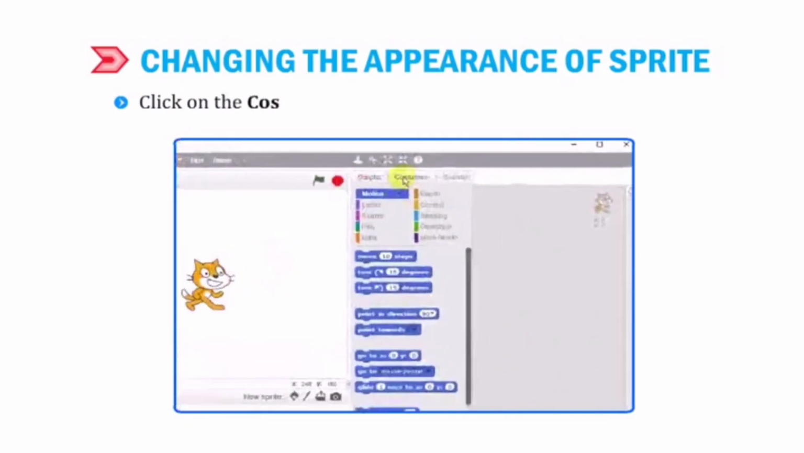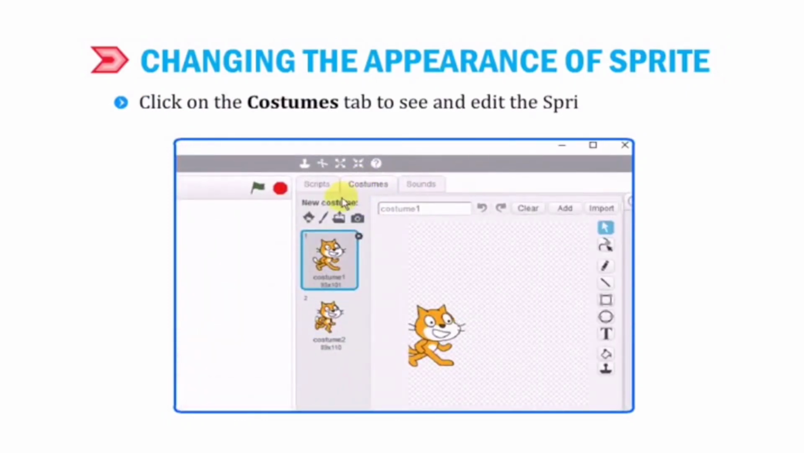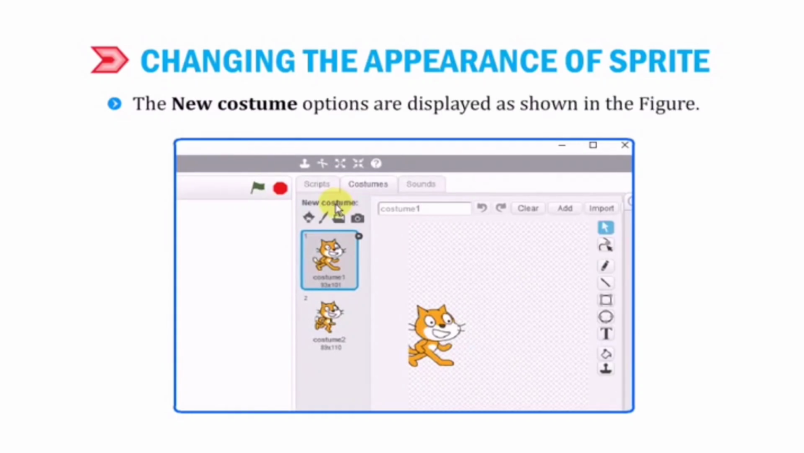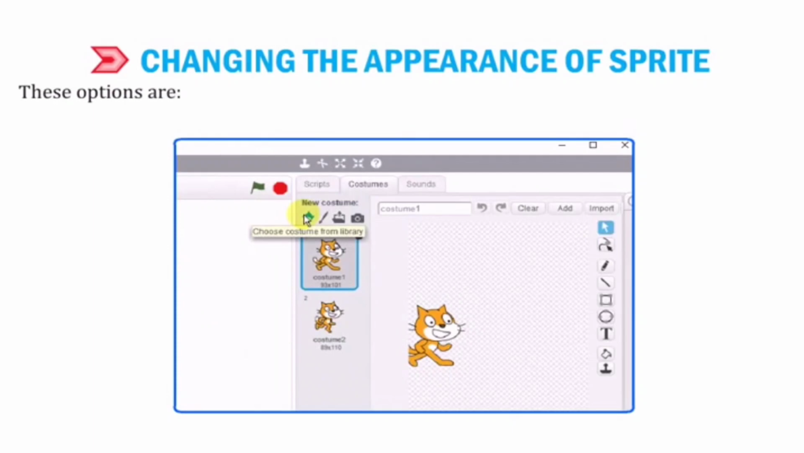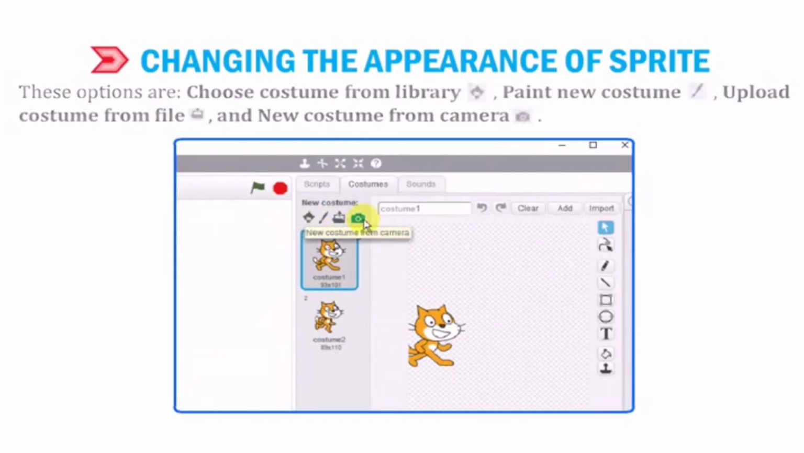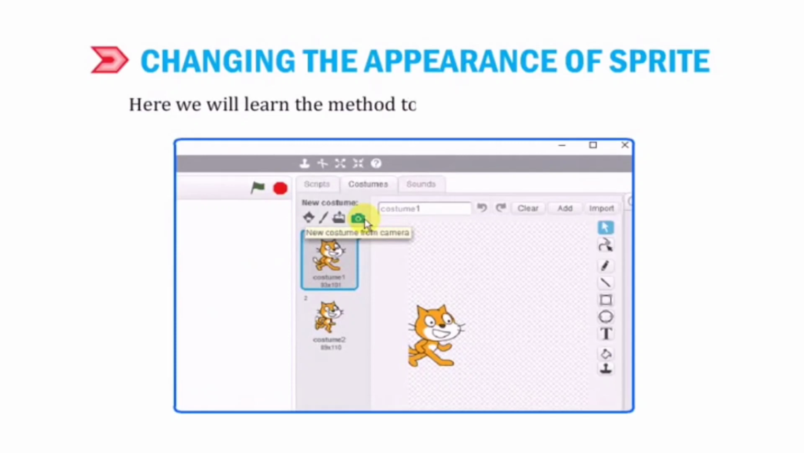Click on the Costumes tab to see and edit the sprite costume. The new costume options are displayed as shown in the figure. These options are: choose costume from library, paint new costume, upload costume from file, and new costume from camera. Here we will learn the method to choose costume from library.